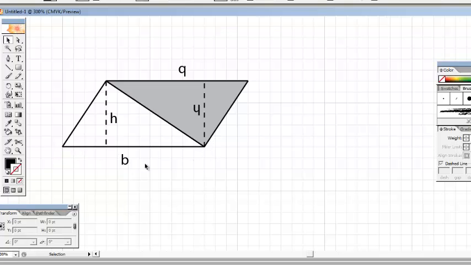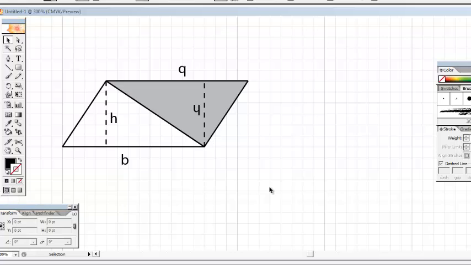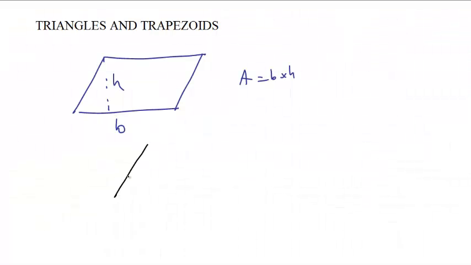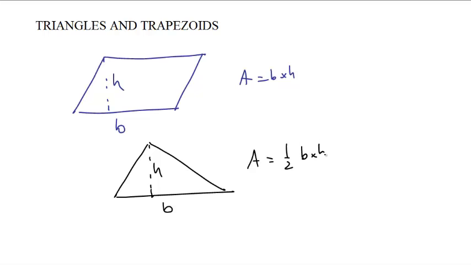What's the base of the parallelogram? The same as the base of the triangle. What's the height of the parallelogram? The same as the height of the triangle. Therefore, this combined shape has an area of base times height. But the triangle we want is just half of it. And therefore, the area of a triangle with a base of b and a height of h is 1/2 base times height. Very neat, very neat.